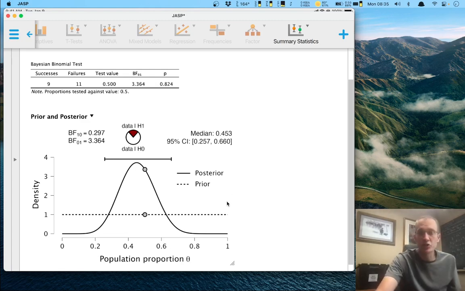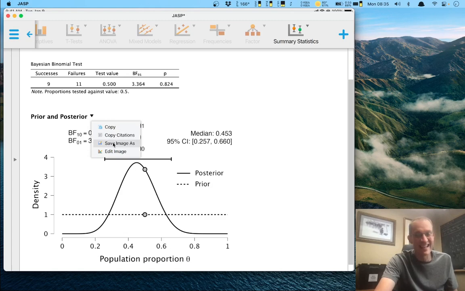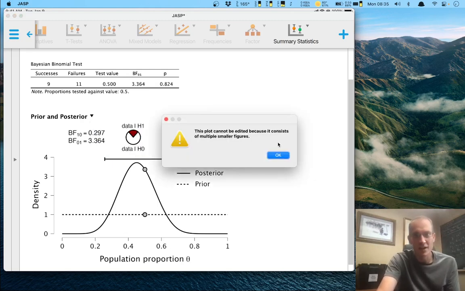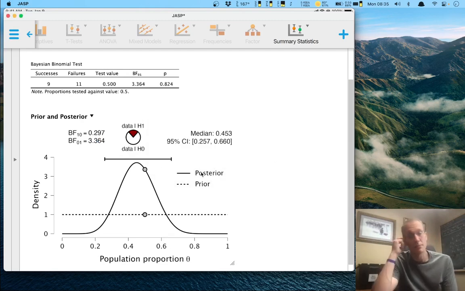One of the nice things about JASP is once you make this plot, you can click on this little triangle beside the plot name and save the image, which is really neat because you can put that into a paper or a homework assignment. You can actually do some rudimentary editing of the image. This one's a little hard to edit because it has a lot of stuff there, so it'll tell you that. But with some of the plots, you can change the axes and things like that. So JASP is getting to be really cool with respect to this.